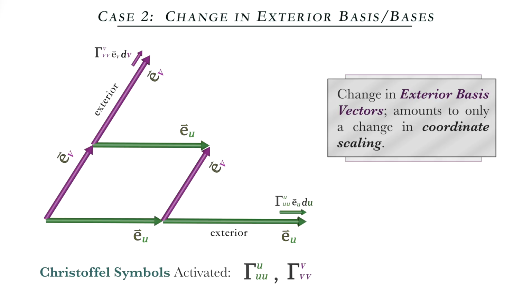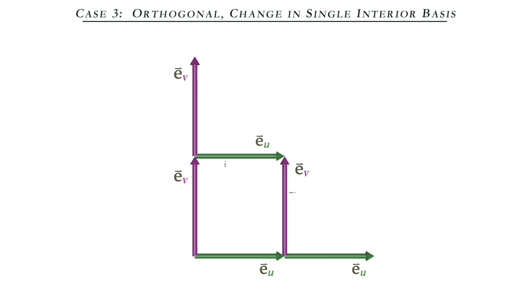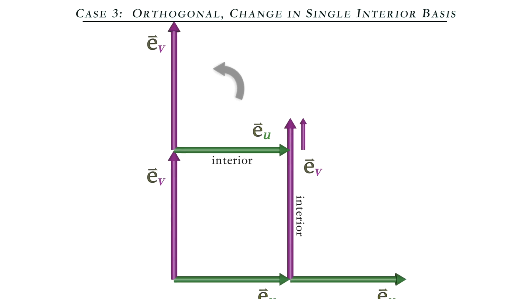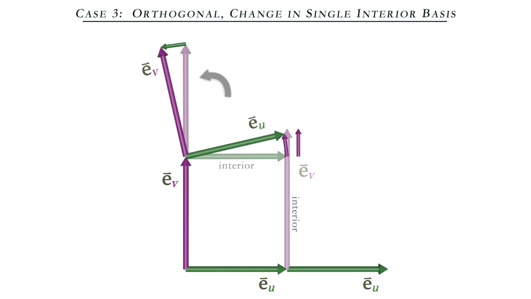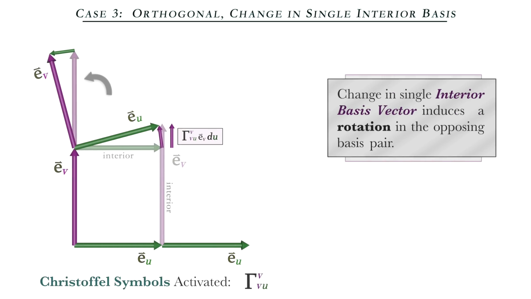In the next case, we begin with our basis vectors oriented orthogonally, and then change the length of one of the interior vectors. In this case, in order that the vectors close, the opposing basis pair must be rotated through an amount as to compensate for that change in basis length. This activates 3 total Christoffel symbols, 2 of which are equivalent.